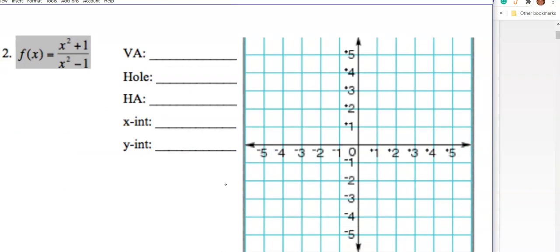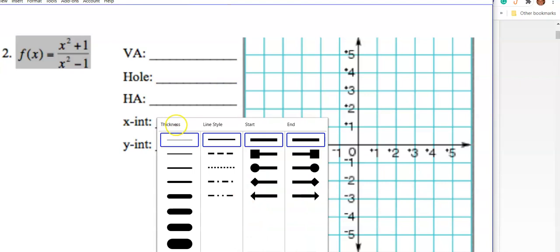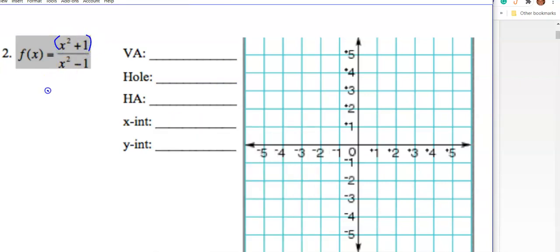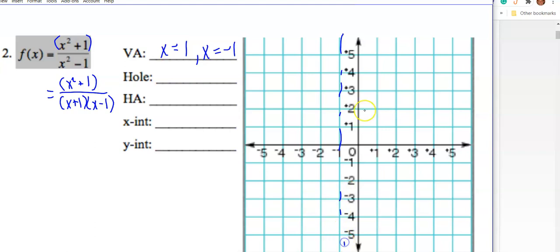Okay, let's try the next one. So this one again, if you see some factoring that can be done, that's the first thing you want to do. The numerator doesn't really factor there. It's x squared plus 1. The denominator is a difference of squares, so that'd be x plus 1 times x minus 1. So it does look like there are two vertical asymptotes, one x equals 1 and one x equals -1. Those are dotted vertical lines. There is no hole, nothing cancels.